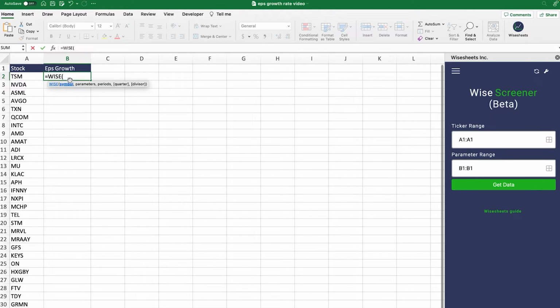So we have this WISE function where you enter the symbol, then you enter the parameters. So in this case, EPS growth. And then for the period, we could enter specific years. So we could do like 2022 just to keep it simple. And as you can see right away, you're going to get the EPS growth using the percentage change formula automatically calculated for you. And the cool thing about this is that this is dynamic. So if I change the parameter or the company, this will automatically update.